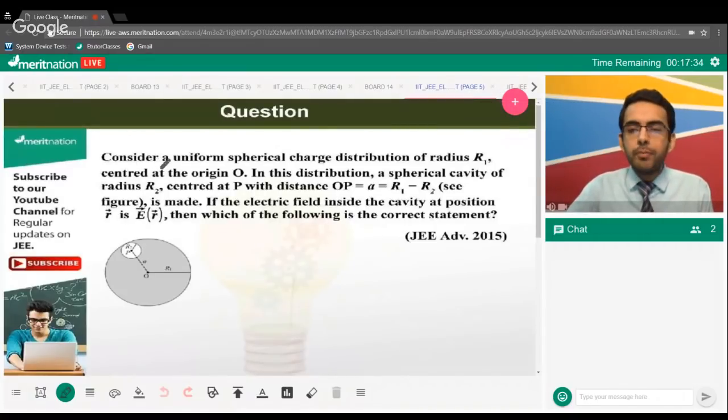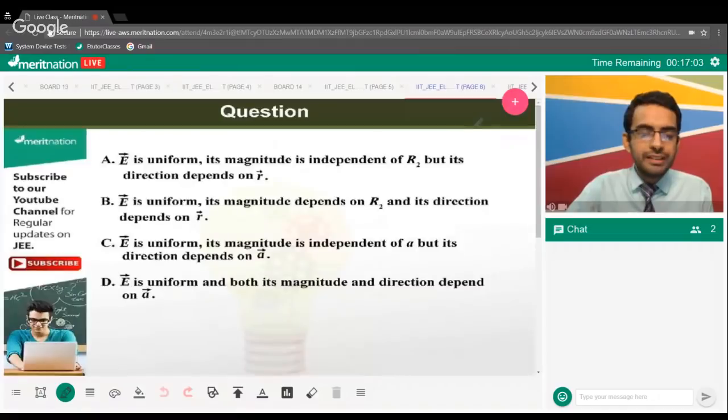Consider a uniform spherical charge distribution of radius R1 centered at a point O. In this distribution, a spherical cavity of radius R2 is centered at point P, where the distance OP is equal to A, and that's equal to R1 minus R2. If the electric field inside the cavity at position r is E(r), then which of the following is the correct statement? So these are the statements given here.